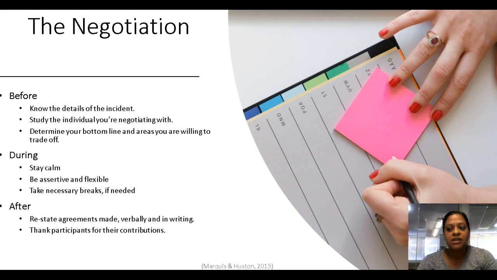They can offer resources like education modules to assist with the delegation and communication in the future. And responsibility charting, they may have to clearly define the function and responsibilities of the role of the unit clerk and the nurse in order to have this not occur again. Afterwards, they should restate the agreements made verbally and in writing, and the negotiator should thank every participant for their contribution to the conflict resolution.